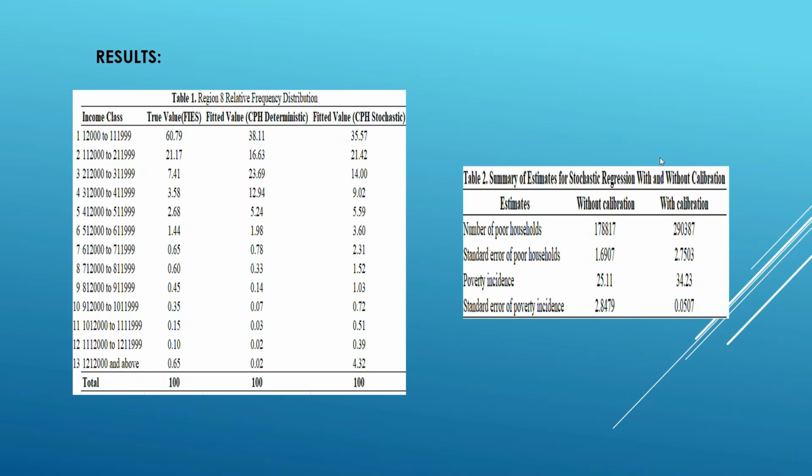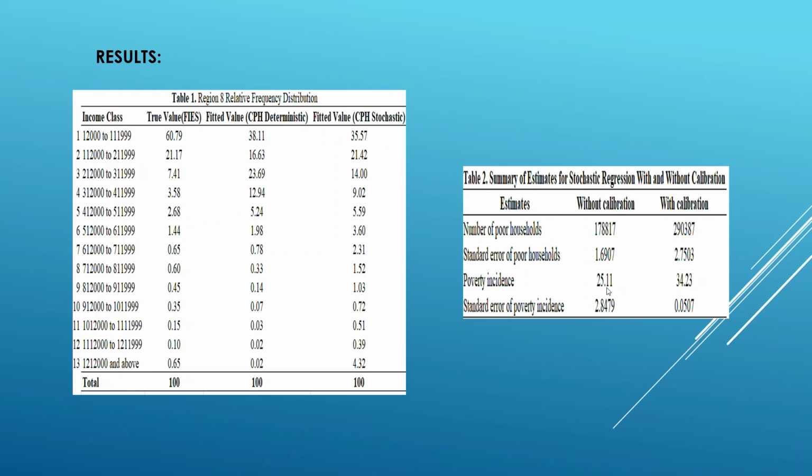The Kolmogorov-Smirnov test shows that the maximum difference is less than the critical value, which leads to the non-rejection of the null hypothesis. Thus, SRI produces income that has the same distribution as the true income values in FIES, while Table 2 shows the summary of the number of poor households, poverty incidence, and their corresponding standard error using stochastic regression imputation with and without calibration.